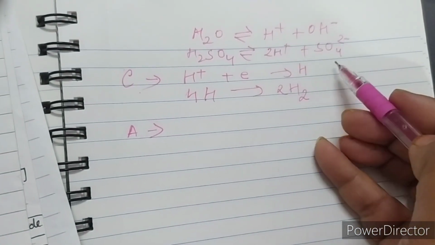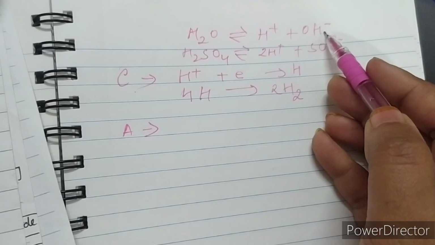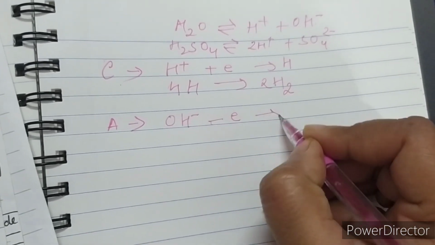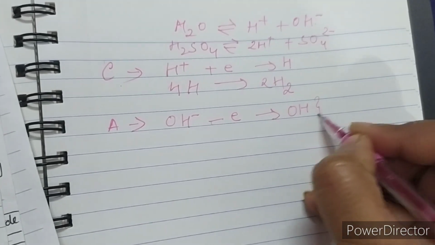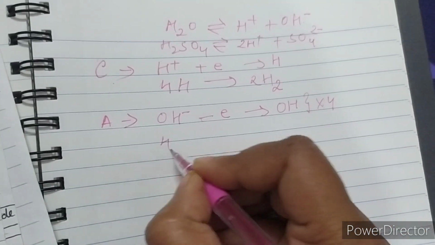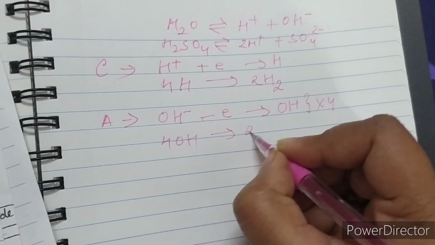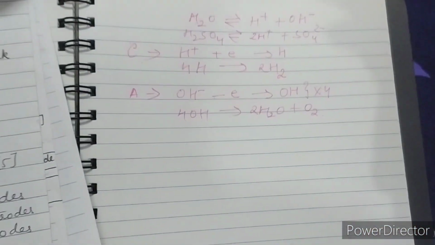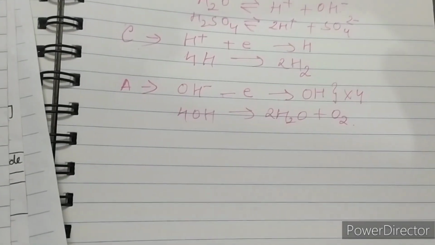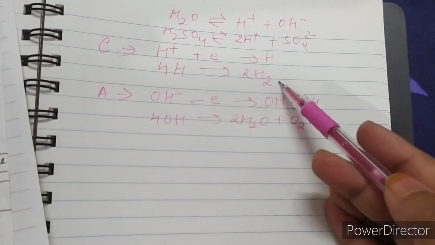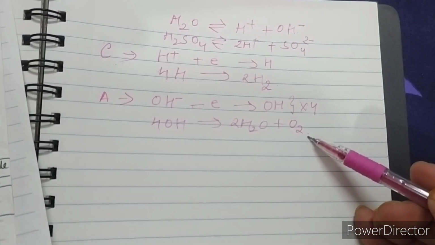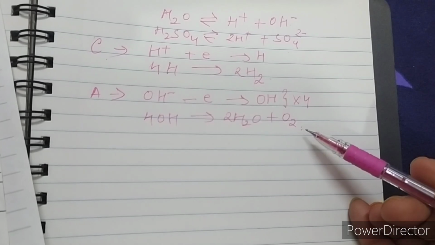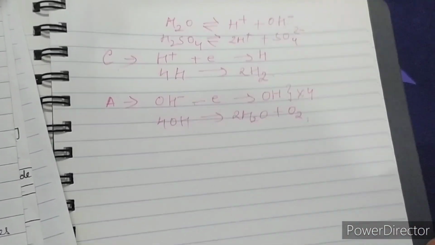Out of both these, OH negative is lower in the electrochemical series, so at the anode OH negative will be discharged. It will lose an electron to give you OH, but OH means nothing, so it will be multiplied by 4 and will give you a product, that is oxygen. So you have to write both the equations, and you have to show that 2 molecules of hydrogen and 1 molecule of oxygen are evolved, because in water the ratio of hydrogen and oxygen by volume is 2:1.